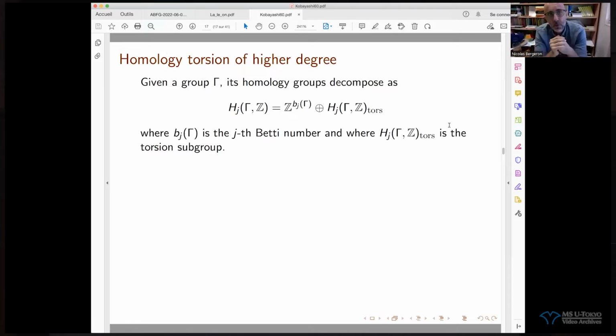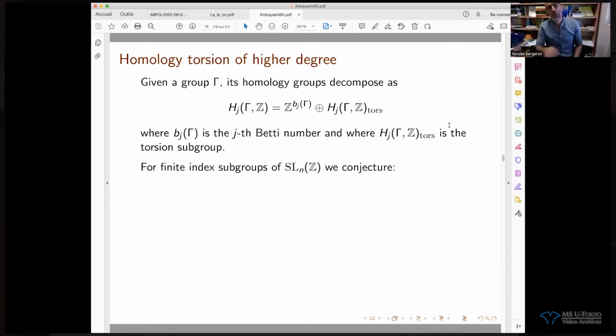So now let me go to the same question but for more groups and about higher homology. Given a group, you can consider not only the homology of the Abelianization, but you can consider the homology in any degree and with Z coefficient, and you still have a decomposition of this Z module as a free part, where the rank of the free part is exactly the Betti number of the degree q of gamma. And you have a torsion part, which I want to discuss today.